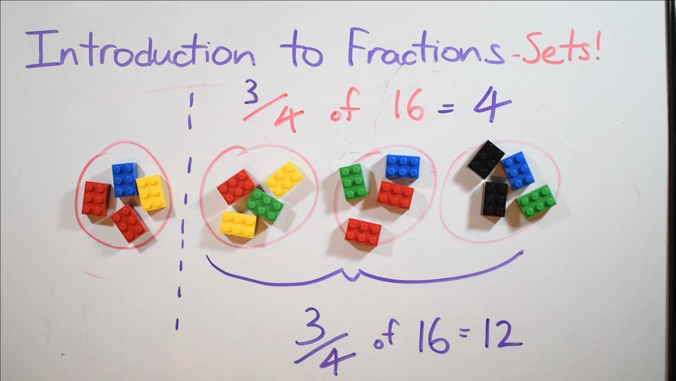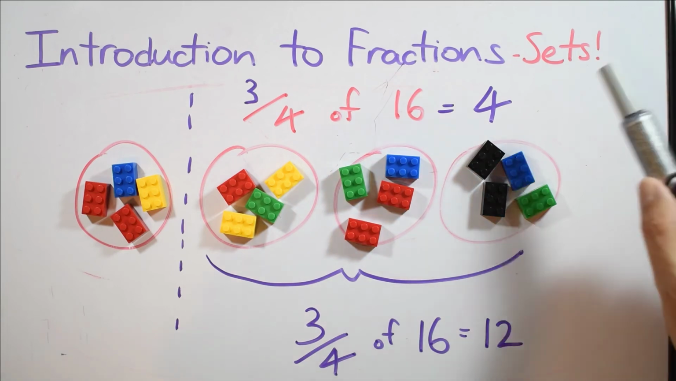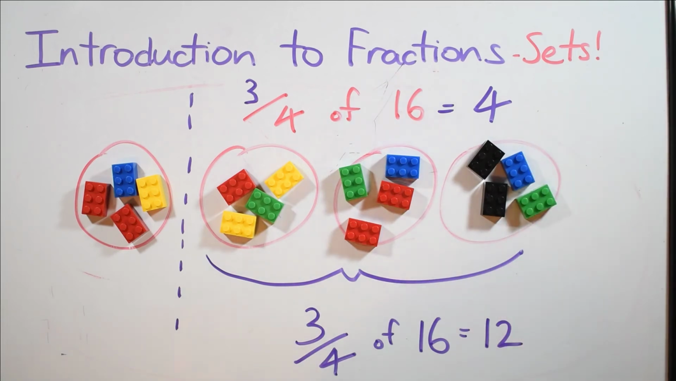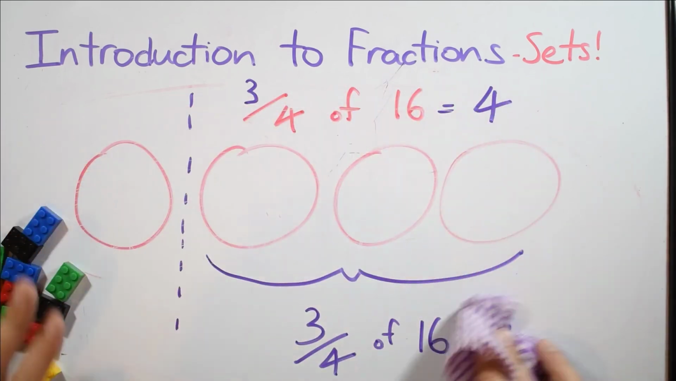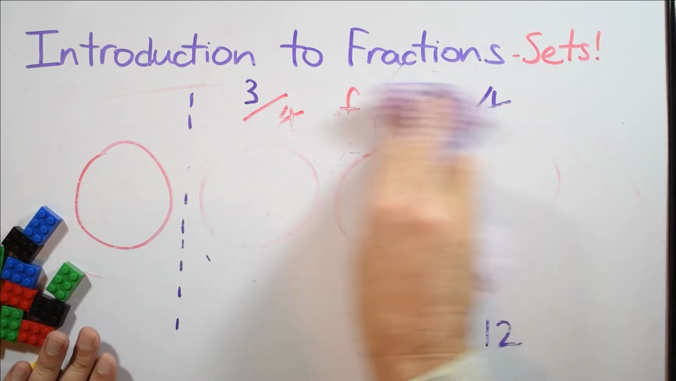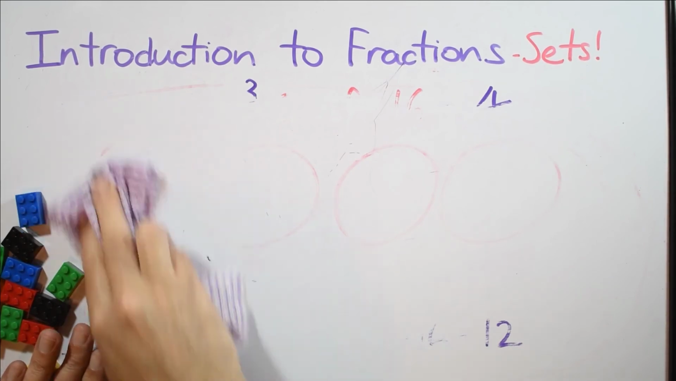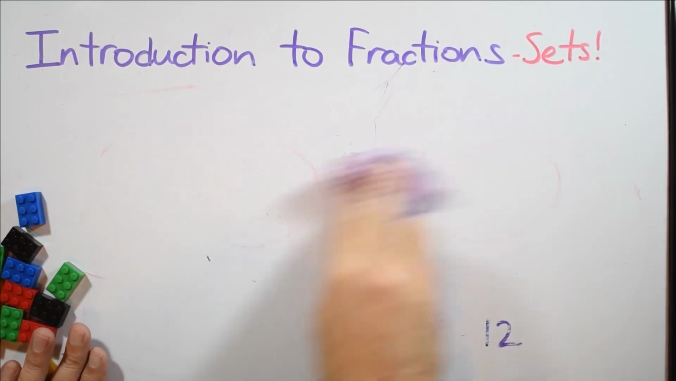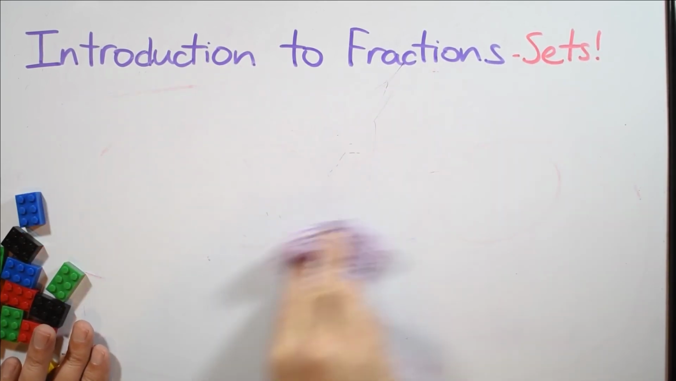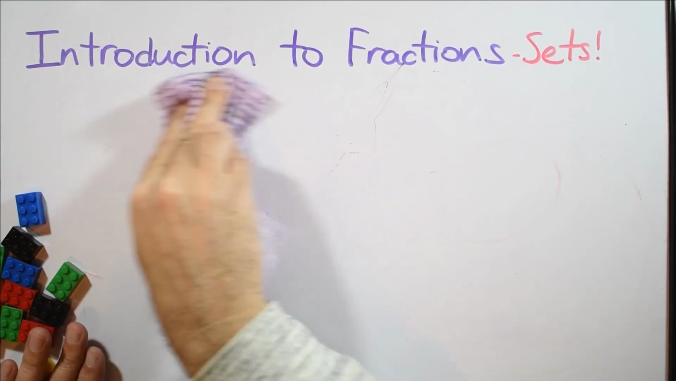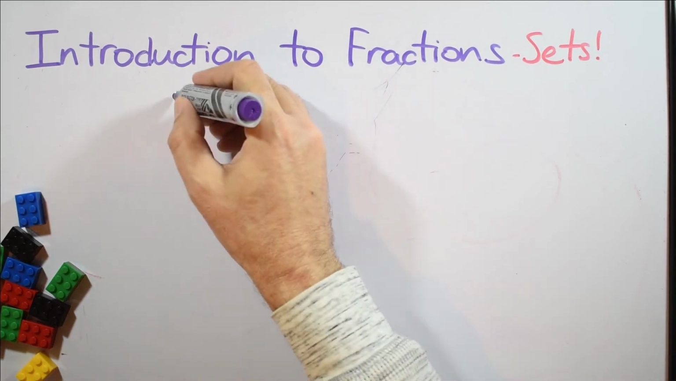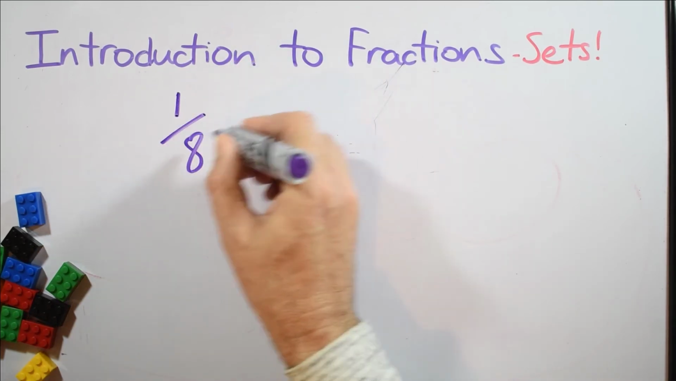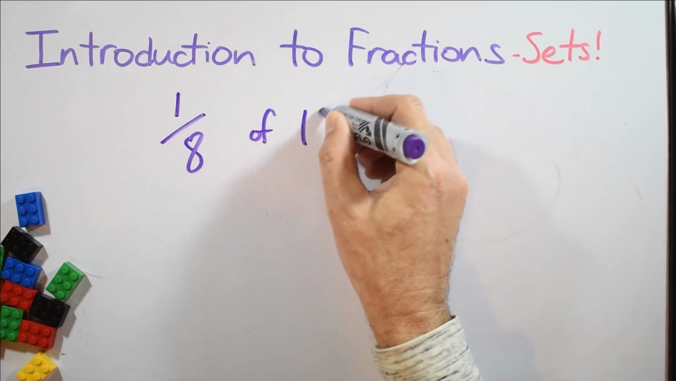So that's basically how fractions work for sets. Let's just go over chopping it up one more time. We'll clear all this off just so you can see clearly. We've not changed the amount of blocks that are in our set, right? What if we said 1/8 of 16?